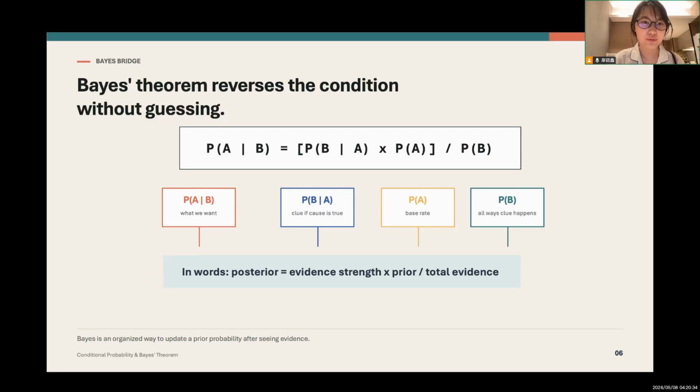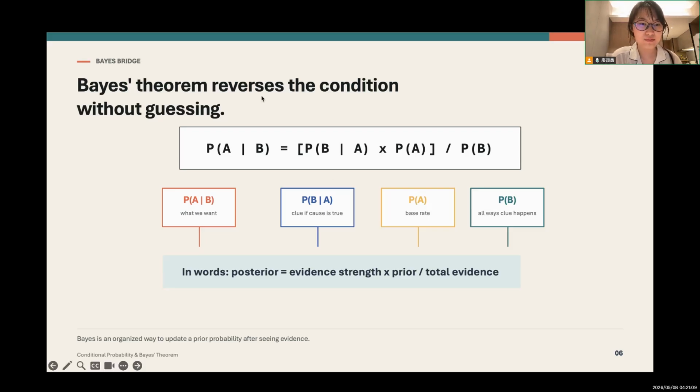In our example, A means has the condition and B means test positive. So we want the probability of having the condition given that the test result is positive. The numerator has two parts. The probability of B given A is the chance of a positive test if the person truly has the condition. The probability of A is the base rate, or how common the condition is before testing.